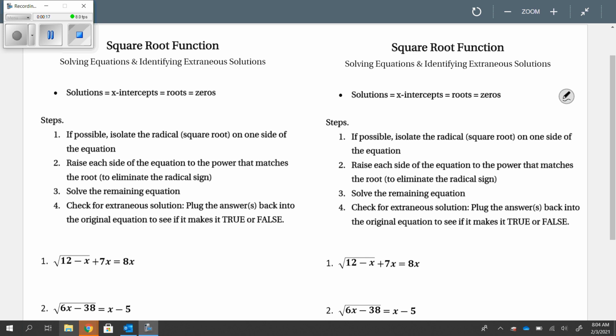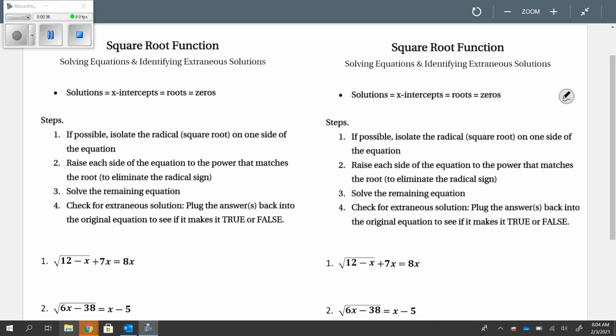If possible, isolate the radical. That means get it by itself. And the radical means the little square root symbol. So we get that by itself. Then we raise each side of the equation to the power that matches the root. I don't want you to overthink that. Literally, we're doing square roots.